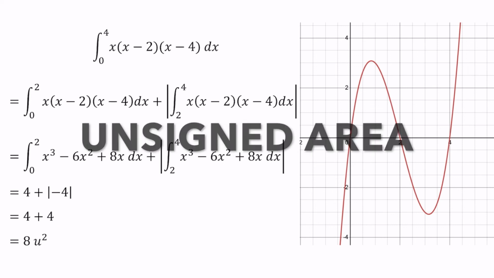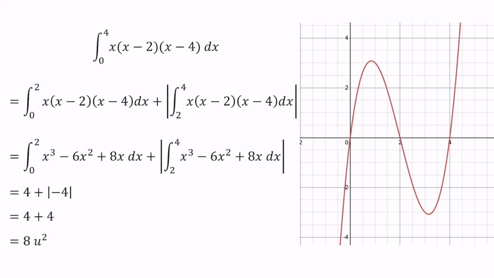This is called unsigned area since we essentially ignore the negative signs. You can see that if we hadn't taken the absolute values, our area would be 0, which doesn't make sense because there obviously is area under the graph.